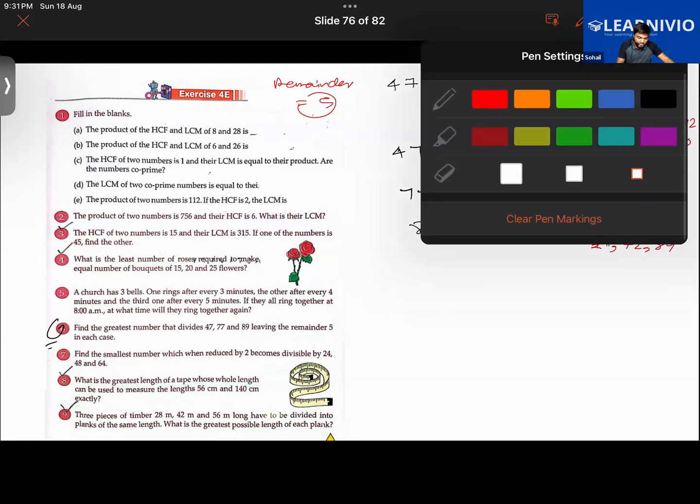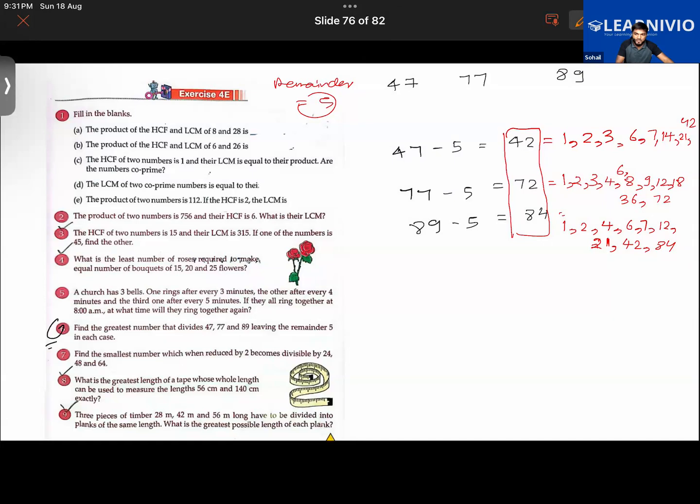Now, the only common factor I am getting for these numbers, you can clearly spot it to be 6. 6, 6, and 6. Getting it? The HCF is 6. So the numbers should be divided by 6, leaving remainder 5. You can check this out also.